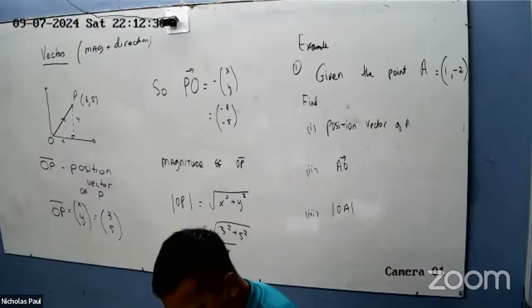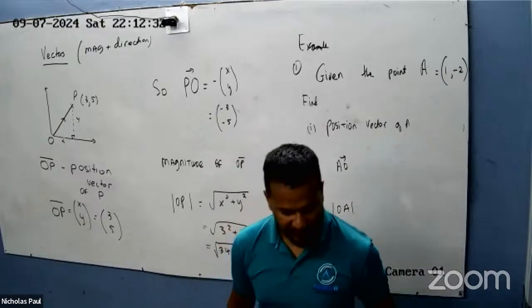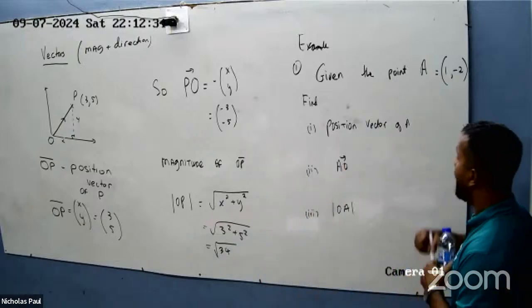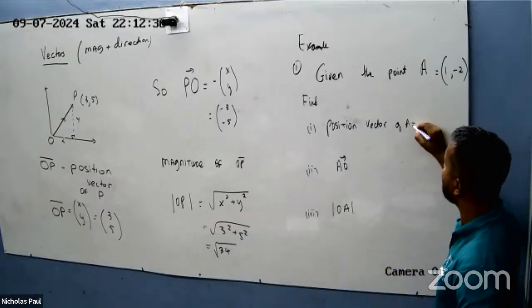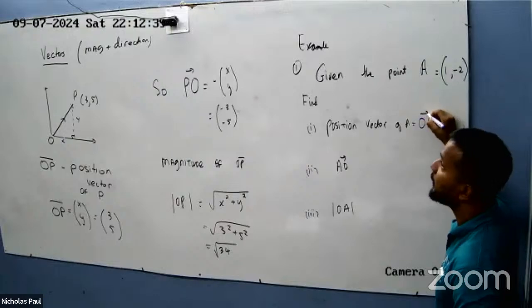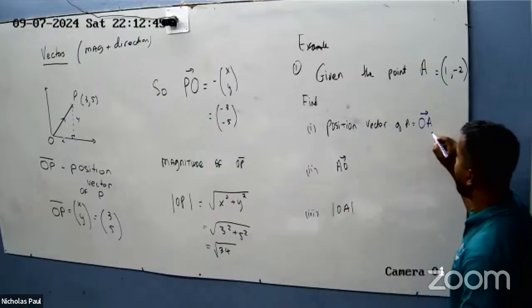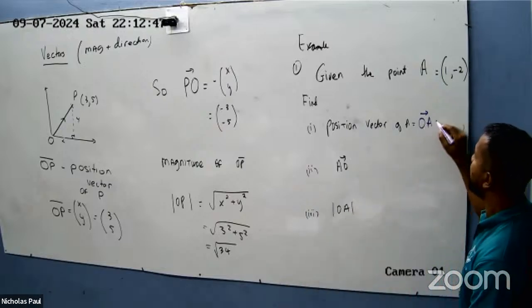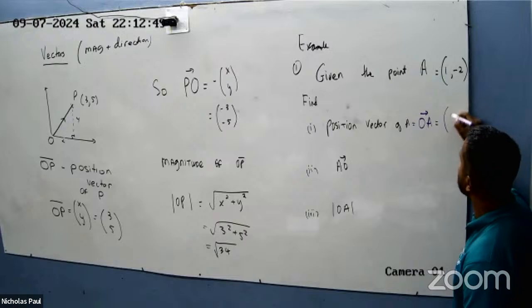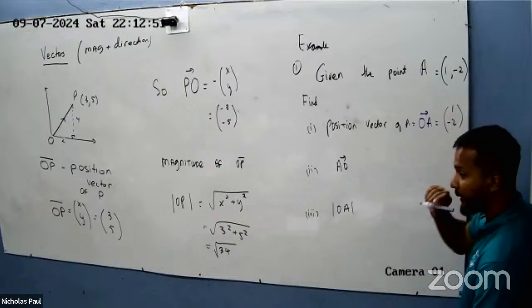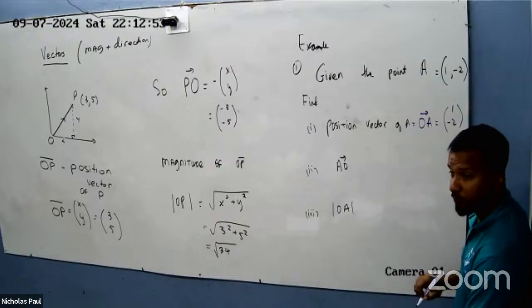Right, ready? Let's see if you understand this. Position vector of E. All I have to write is OE, and then write the point like this, 1, minus 2. That's it. Nothing else to do. Okay?